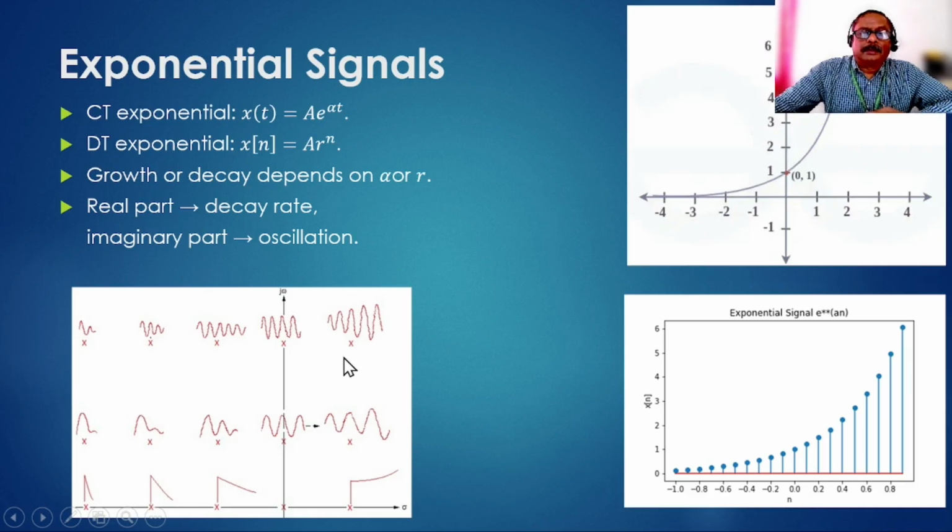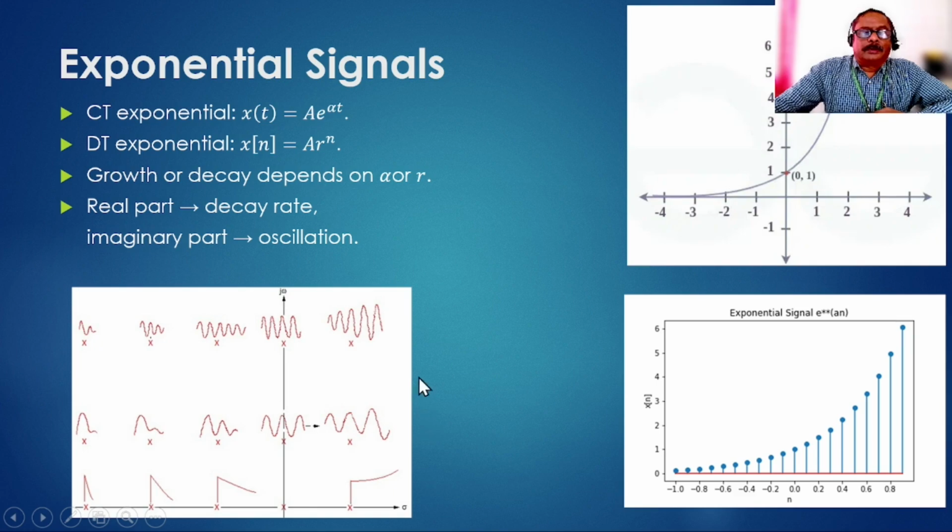On the other side, for a positive component of sigma, we have increasing behavior. For a positive component of sigma with some non-zero imaginary value, there will be oscillations, but the oscillation magnitude keeps increasing with time. And if you move further upwards, the frequency of oscillation also increases, and with time the magnitude also increases.